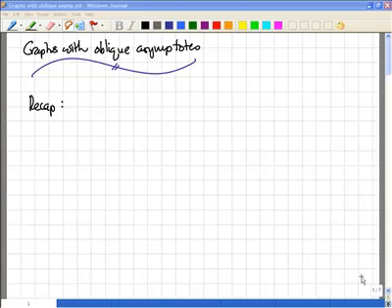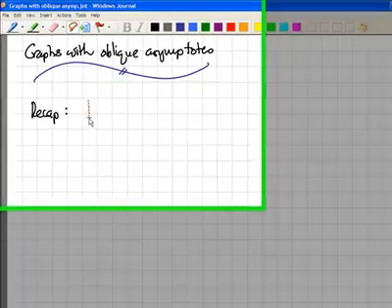Alright, in this snippet, we're going to look into graphs that give you oblique asymptotes. Now let's recap. What are the types of standard graphs that actually give you oblique asymptotes? Okay, one of the things that we've learned was the hyperbola.